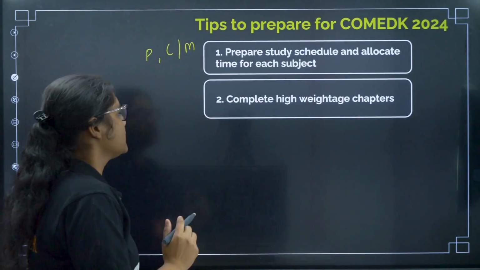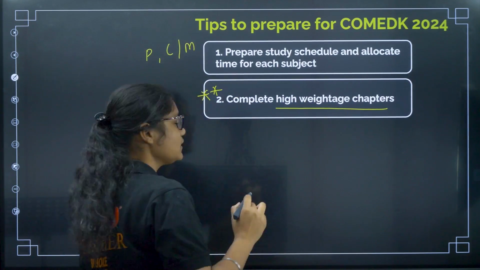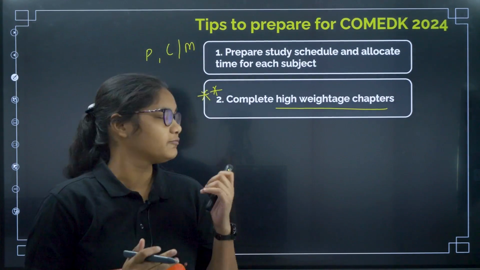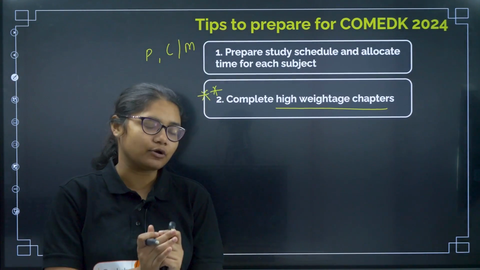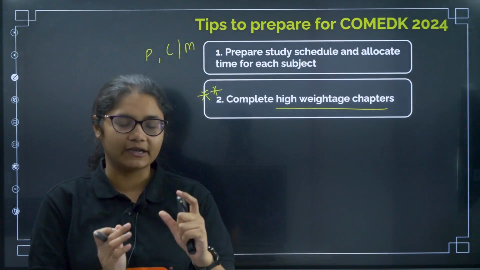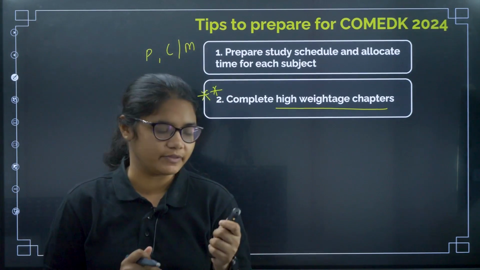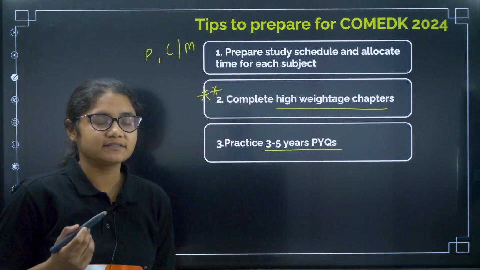You can change it according to your standards, your preparation level. Next, complete all the high weightage chapters. This is very important. Focus on all the high weightage chapters. Try to finish them. And for finishing the high weightage chapters, revise the concepts. Make short notes of these important concepts. Write them down, and then you can revise them. Then solve some questions from them. Next is very important. You have to practice 3 to 5 years of PYQs.